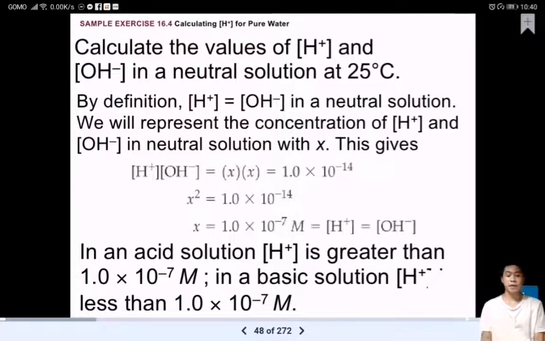So X equals 1.0 times 10 to the power of minus 7 M, so the concentration of H⁺ equals the concentration of OH⁻. In an acidic solution, the concentration of H⁺ is greater than 1.0 times 10 to the power of negative 7 M. In a basic solution, the concentration of H⁺ is less than 1.0 times 10 to the power of negative 7 M.